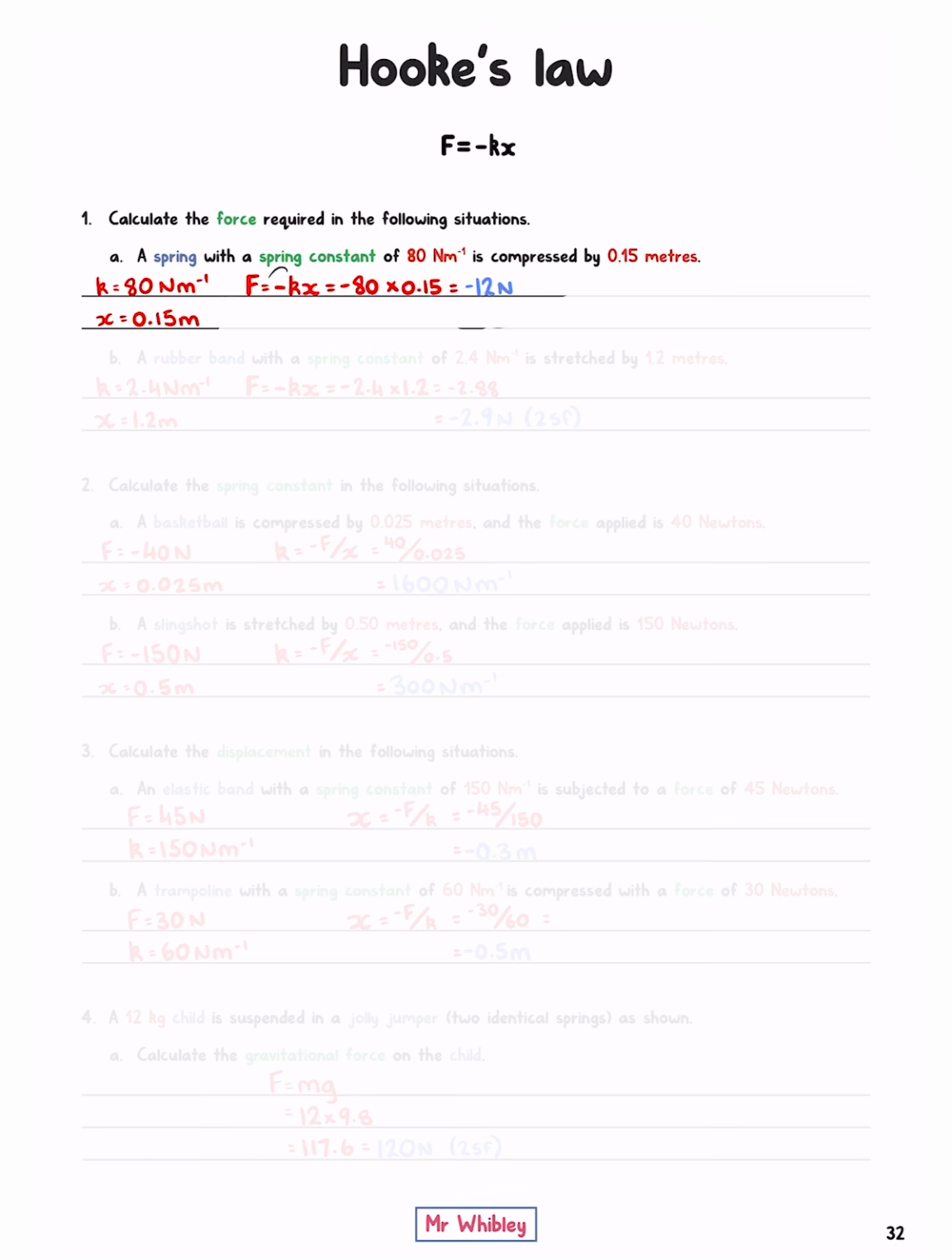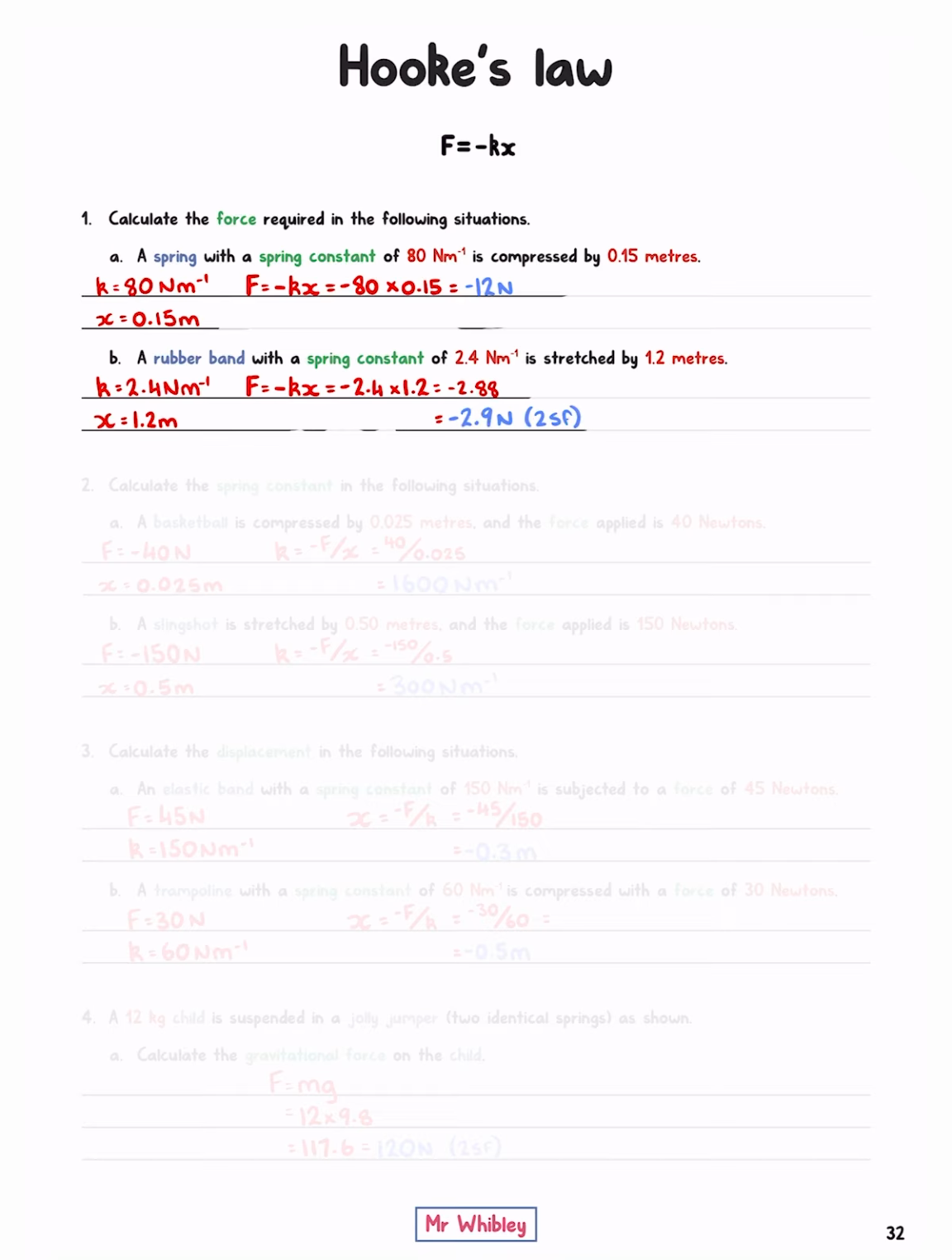Noting that what this negative sign does is make sure that the displacement and the force have the opposite sign, which indicates that they're in the opposite direction. A rubber band with a spring constant of 2.4 newtons per meter is stretched by 1.2 meters. Our spring constant is 2.4, our displacement is 1.2. Once again, using Hooke's law, putting our numbers in, gives us negative 2.88 or negative 2.9 newtons to two significant figures.